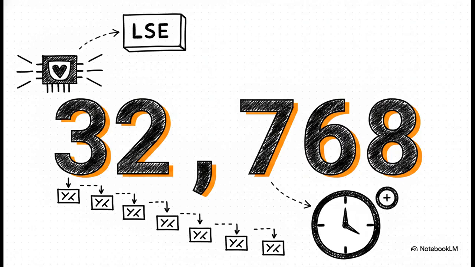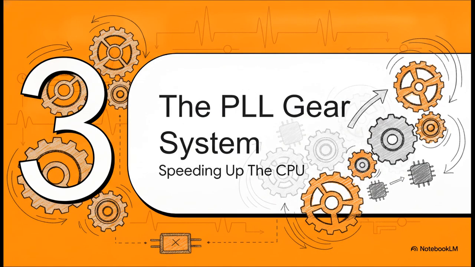Well, it actually comes down to pure mathematical elegance in binary systems. See, 32,768 is exactly 2 to the power of 15. So if you take that electrical signal and divide it by 2 using a simple digital flip-flop, and you do that exactly 15 times in a row, you land precisely on 1 Hz, a flawless, zero-error, 1 tick per second clock. It's honestly just absolute hardware magic for keeping accurate time for years on end, all while running on a tiny coin cell battery. Moving right along to Section 3, the PLL gear system.